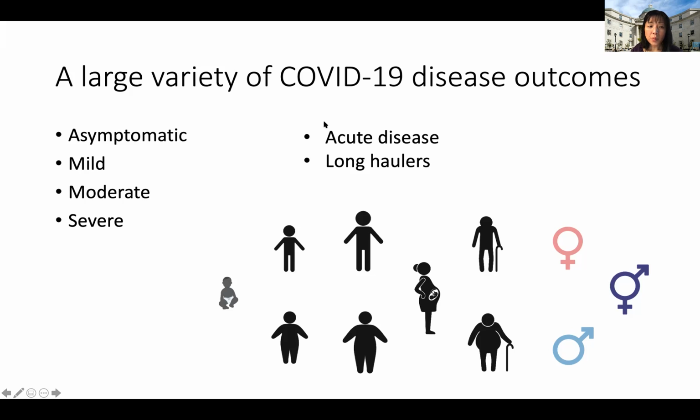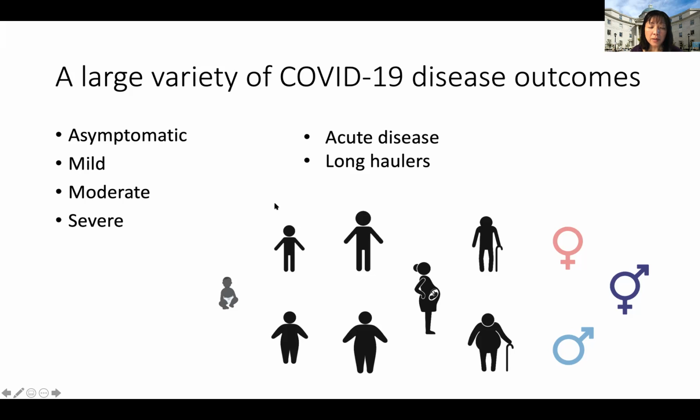And then not only are the symptomatic features different, but there are also acute disease versus long-term disease that occur, which we call long haulers, who suffer from very long-term disease consequences for weeks and months of various different symptoms, including fatigue and some neurological symptoms, as well as shortness of breath and multiple other rather debilitating diseases.